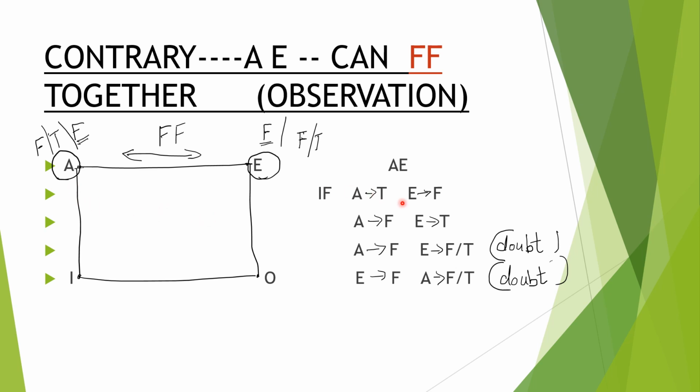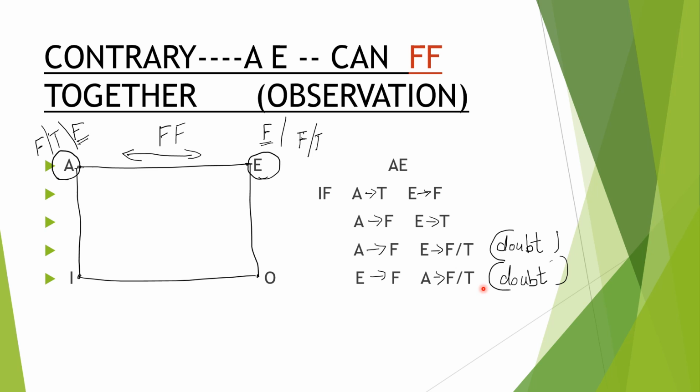If A is true, then E is false. This is a positive one. If A is true, then E is false. If A is false, then E is true? The question is, if A is false, there is a doubt whether E can be false or it can be true, because both can be false together. Understood? Both can be false together. Then if E is false, A can be false or A can be true.